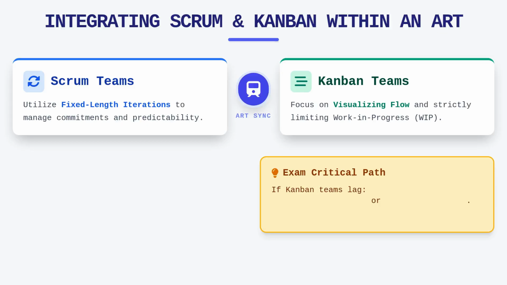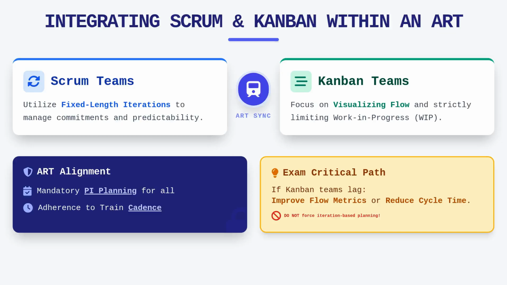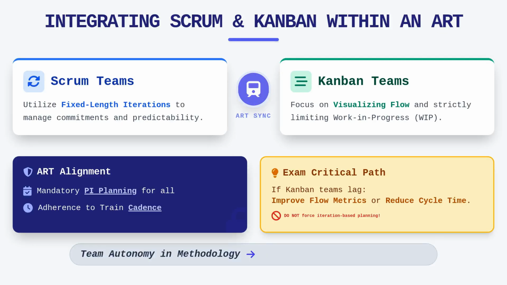In exam simulations, you might encounter a scenario where a team is struggling to keep pace with the ART's rhythm. The correct intervention for a Kanban team in this context is often to improve their flow metrics or reduce their cycle time, rather than forcing them into a strict iteration-based planning cycle. Both teams must participate in PI planning to ensure alignment, regardless of their internal task management method. Focus on the fact that the ART provides the synchronization point, while teams enjoy the autonomy to choose their delivery methodology. Always evaluate whether the suggested solution preserves the alignment of the team with the overall release schedule.